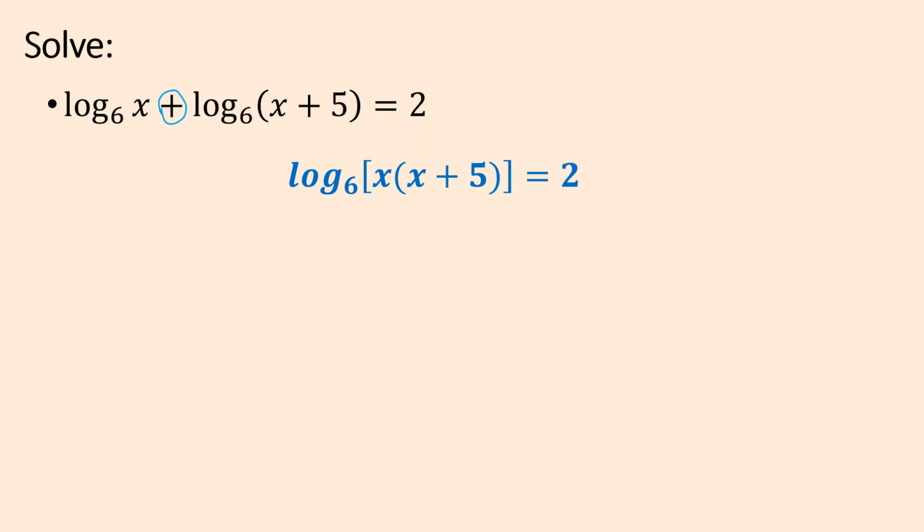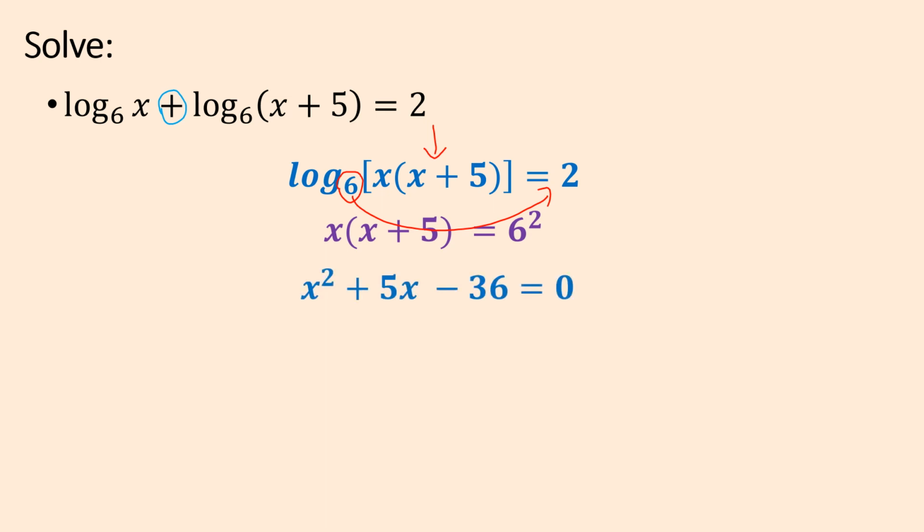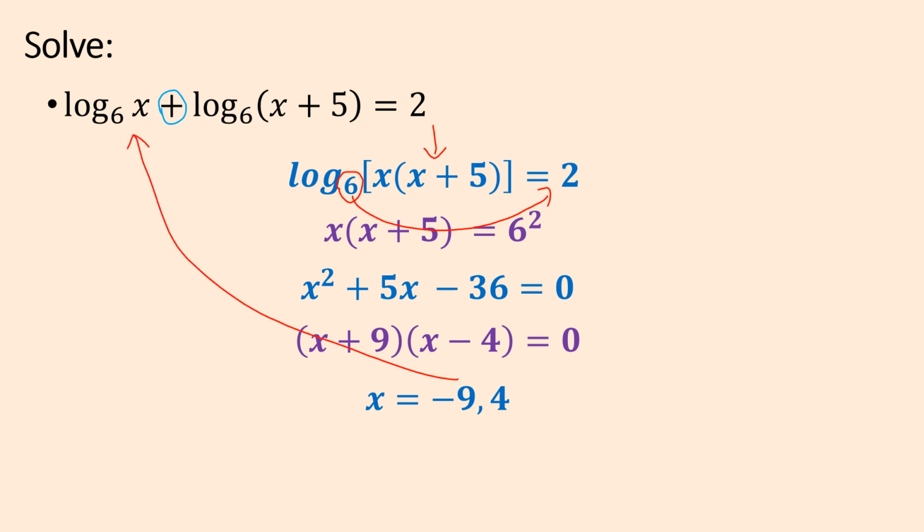Let's get rid of this log altogether by doing 6 to the 2nd power, and it's going to equal what's inside this parenthesis here. x times x plus 5 equals 6 squared. That's our equation. Move everything to the left. Factor it using earmuffs. We get x plus 9, x minus 4. Two answers, negative 9, positive 4. Obviously, if we plug in this negative 9 right here, that's extraneous. We throw that one out, x equals 4.